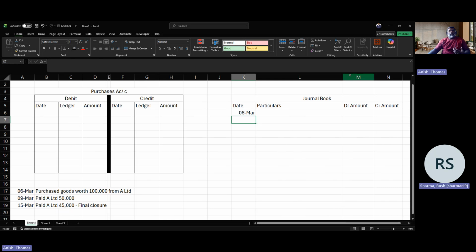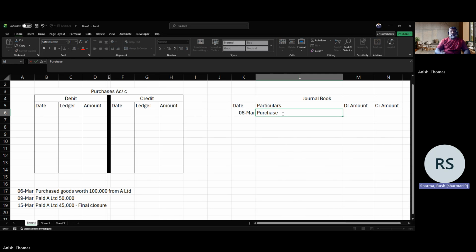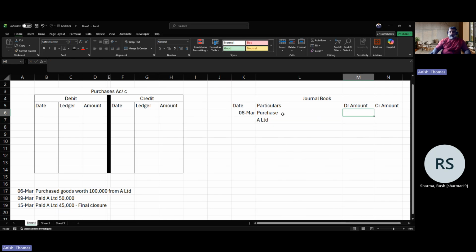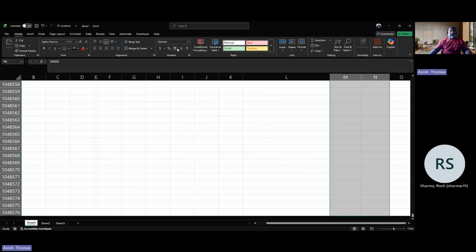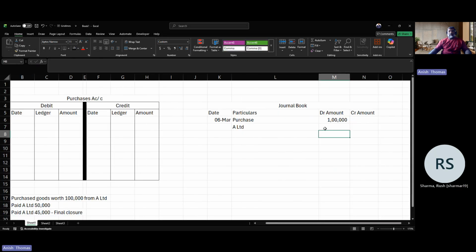What is debit? Debit the cost of goods account or like purchase account. Good, very good. Purchase account. Credit the limited company account. Yes. So credit the limited company. So what I'll do is 100,000. Is that correct? Yes, that is absolutely correct. See, that's what I said. Once you apply the logic, it's very easy to get the answer.